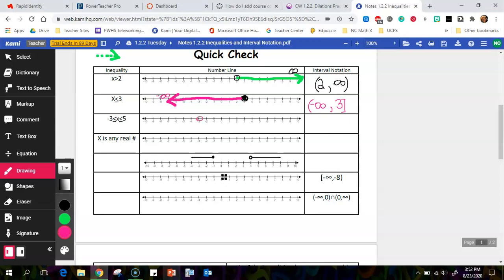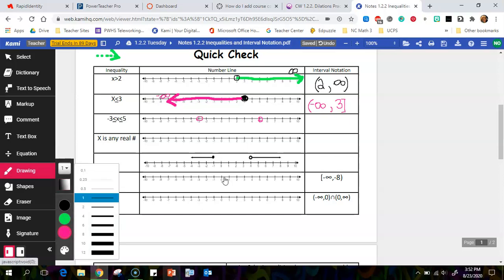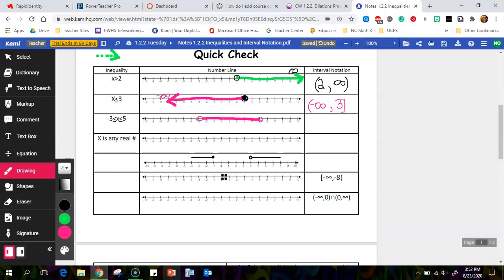And then I'm going to look for the 5 and put a circle there. And I'm going to color in everything in between. And then I'm going to decide, do I need to color in those circles or not? Both of these have the equal to. They both have that marker or crayon that I talked about. So I'm going to color in both of these circles.